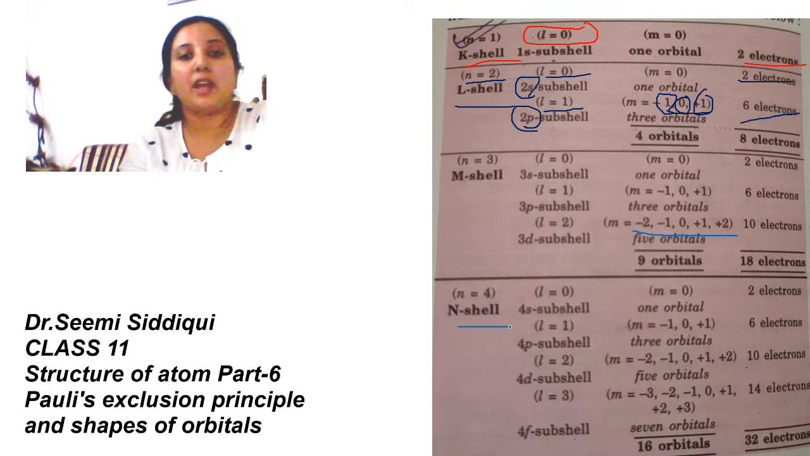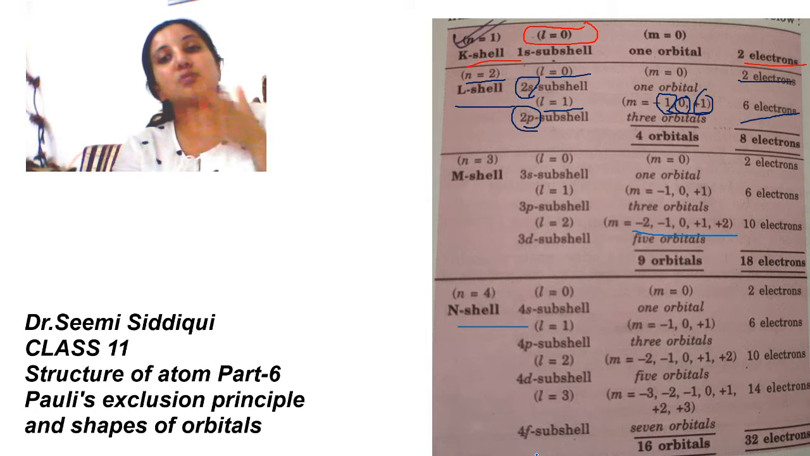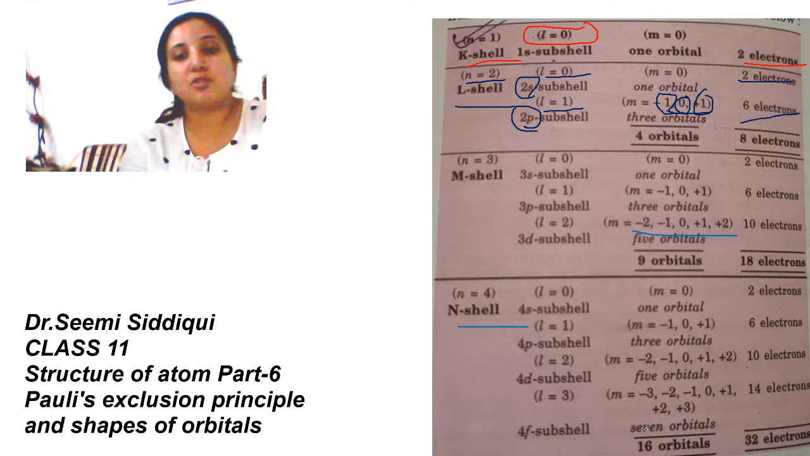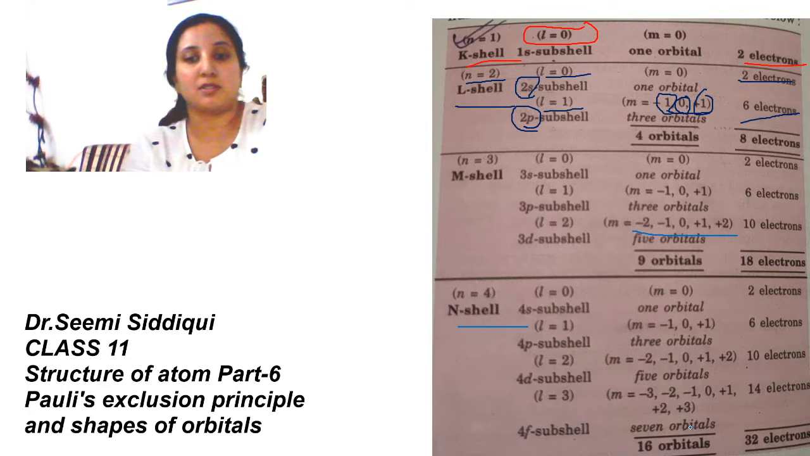Then n equal to 4, that is your N shell. s, p, d we have discussed, 4f. Now 4f means what? It is going to have m values from -3 to +3, so it is going to have 7 orbitals. So its total number of electrons comes out to be 32 electrons.